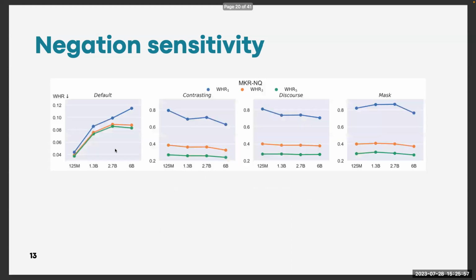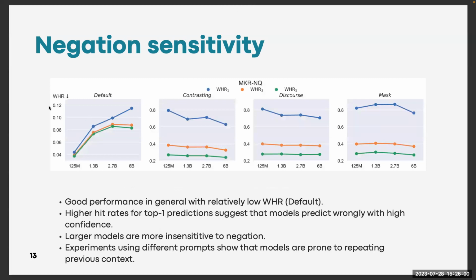And the result is okay. As I said before, this is a lower-is-better metric. For the default prompt, we can see that the performance gets worse when we increase the model size. So this is called inverse scaling.